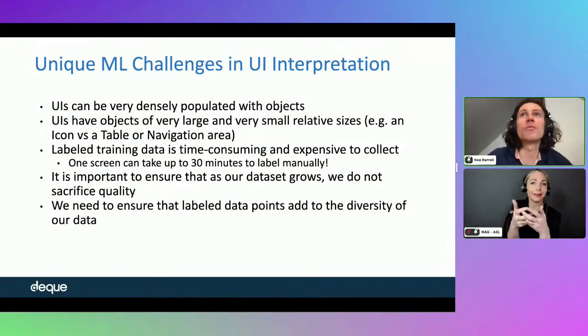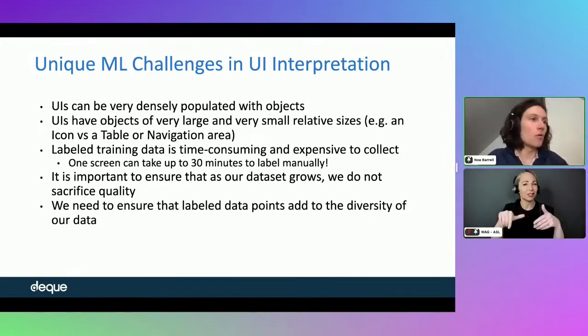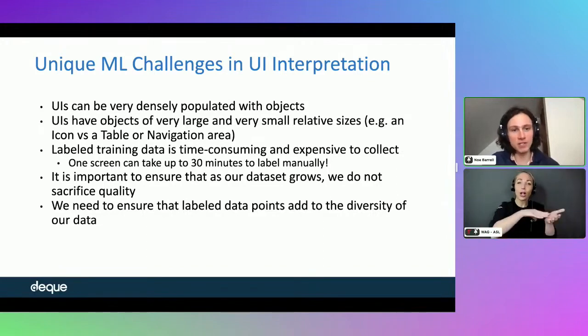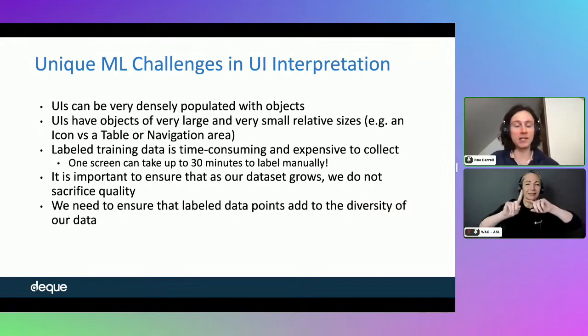And so now I want to take a step back and talk about some of the unique challenges with machine learning in user interface interpretation. So when we started this project several years ago, there was really almost no prior work done, very limited research done on using machine learning or computer vision to interpret web pages and user interfaces. And there's a couple of unique problems with using computer vision on a web page or user interface. So for instance, user interfaces can be very densely populated with objects. You can have a lot of objects on top of one another, right next to one another. And so you need a network that can efficiently process all of these objects and consider them.